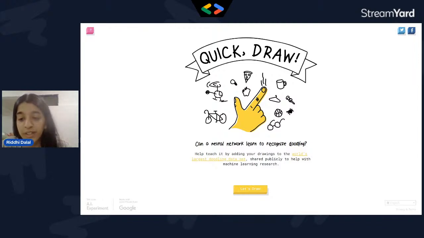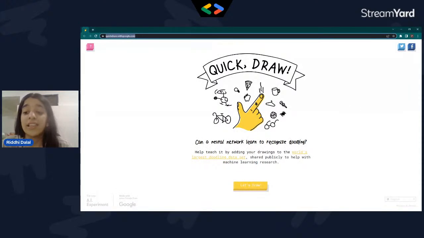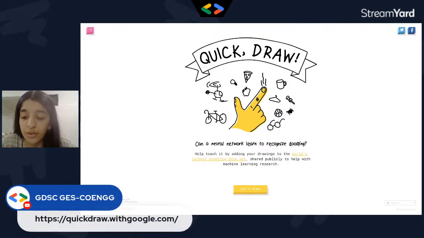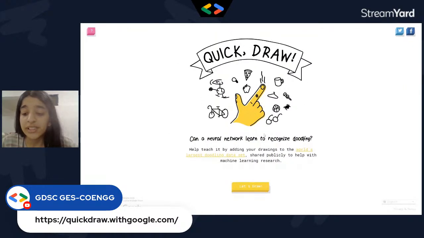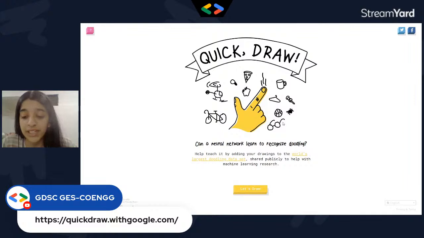So this is Quick Draw. It is the world's largest doodling data set. What you have to do is just draw the doodle the system asks for and see if it can predict it correctly. And since machine learning's accuracy is completely based on the amount of data available, the more the data, the more the accuracy. Let us get started and have some fun.